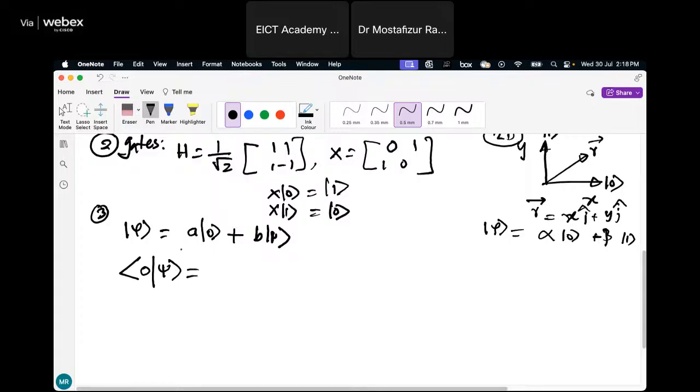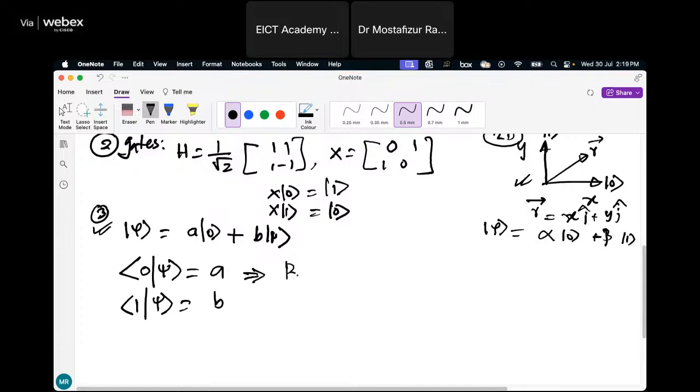If you multiply the 0 vector with this particular quantum state, 1 and 0 are orthogonal vectors, as you can see from here. So 1 and 0 multiplication will yield 0. This coefficient will vanish and it will give A. Similarly, if you measure this quantum state on the computational basis 1, you will be getting B.